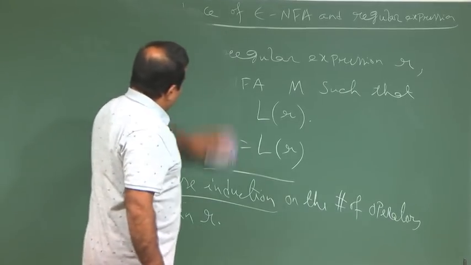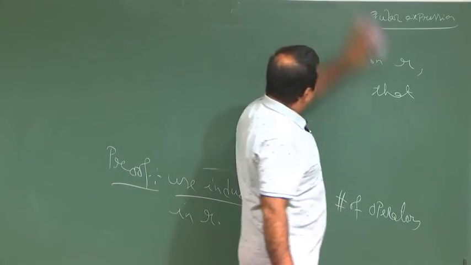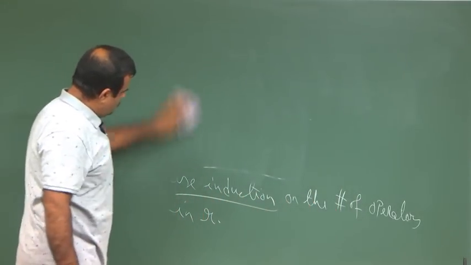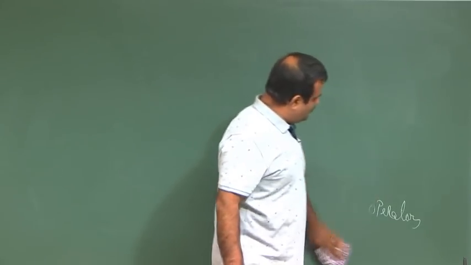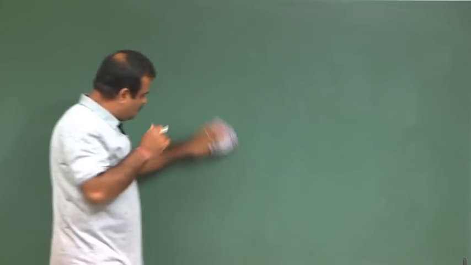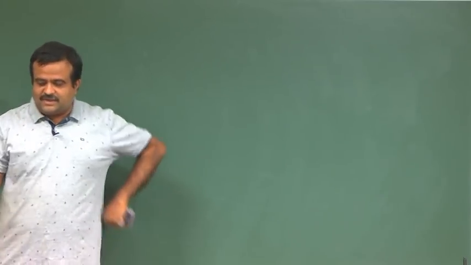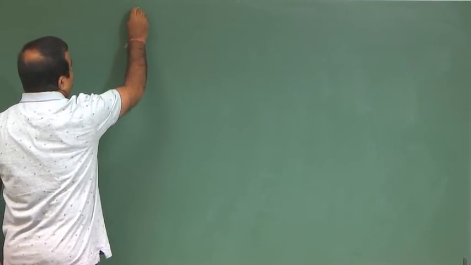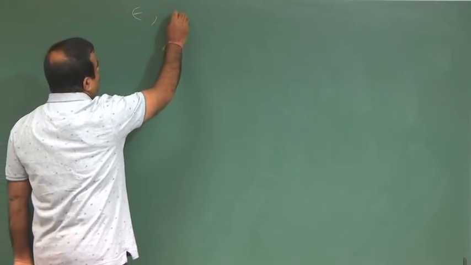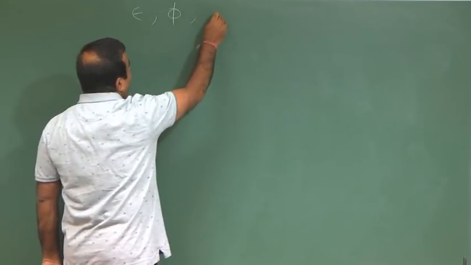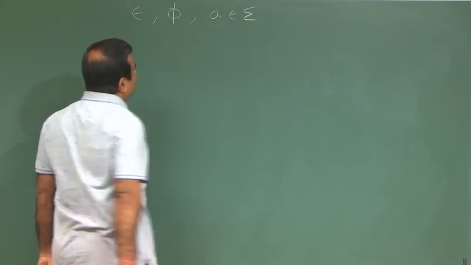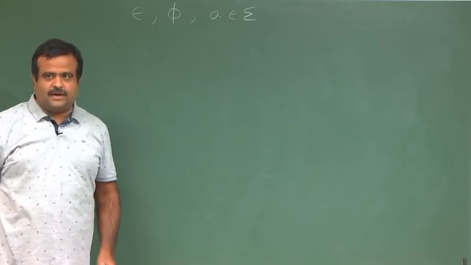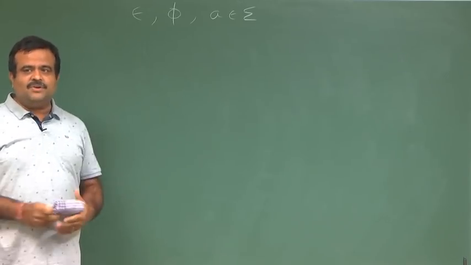So, in that case, what is the base case? Base case means where the number of operators is 0. So you just recall the definition of regular expression. In the definition, we recursively define the regular expression. There is a base case. We define epsilon, then empty set and A, where A comes from sigma. These are all regular expressions with 0 operators. This is the starting, and then recursively we define the regular expressions.